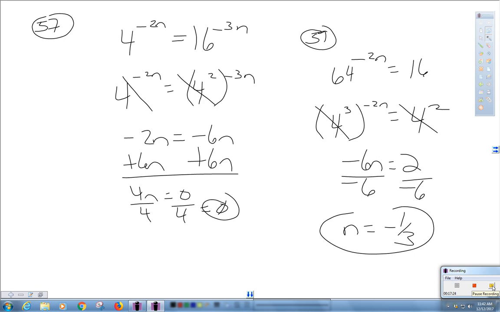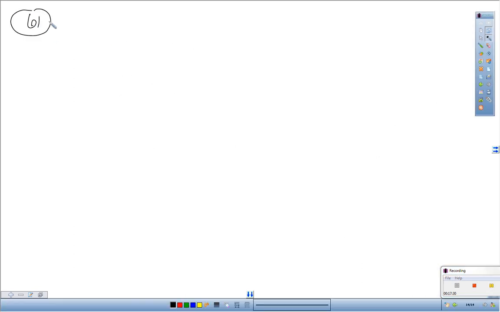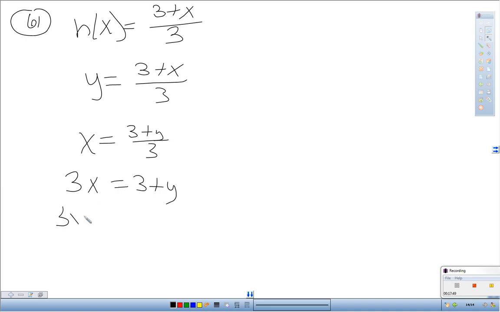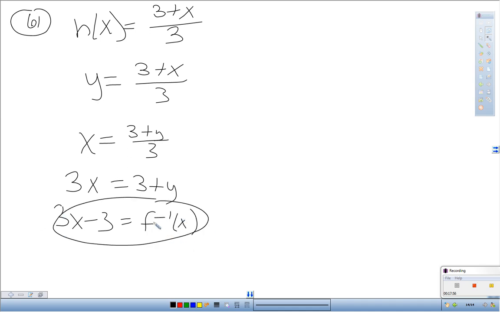All right, for 61, it wants you to find the inverse for your function. So my function is h of x equals 3 plus x over 3. To find the inverse, first change h of x to y, and then switch the x and the y around. So x is equal to 3 plus y over 3. Now you're going to solve for y, so I'm going to multiply both sides by 3 and get 3x is equal to 3 plus y, and then subtract 3, and that gives me my inverse function. So my inverse is 3x minus 3.